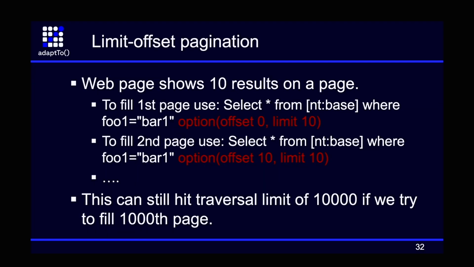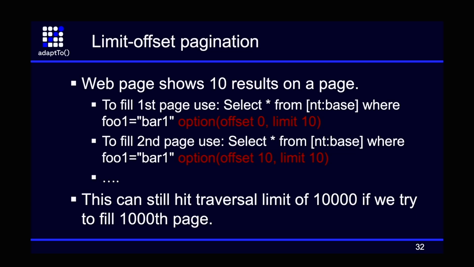First, we talk about limit offset pagination. So the query that we had, if we change the query and add this option offset 0 limit 10, it basically constrains your query and it just returns 10 results. So let's take an example. We have a website where you want to show 10 results on the first page and the next 10 on the second page. So if you change the query from nt:base where foo1 is equal to bar 1 and add this option limit offset 0 limit 10, you will get the first 10 results for your first page.